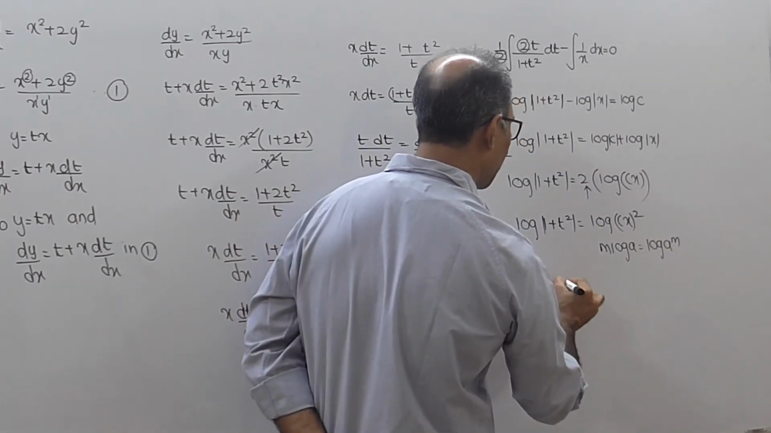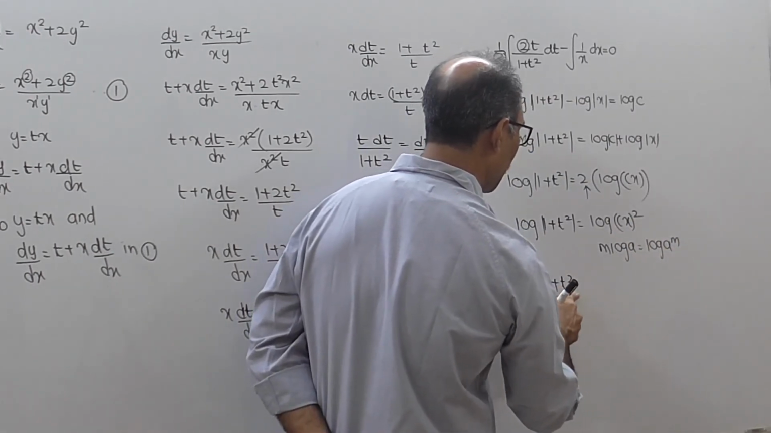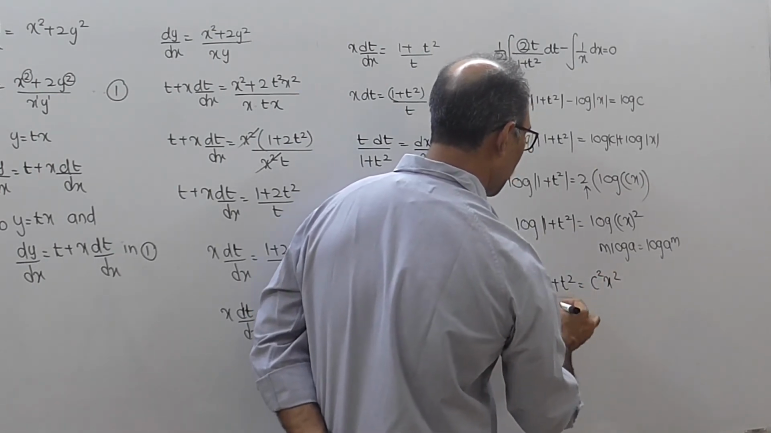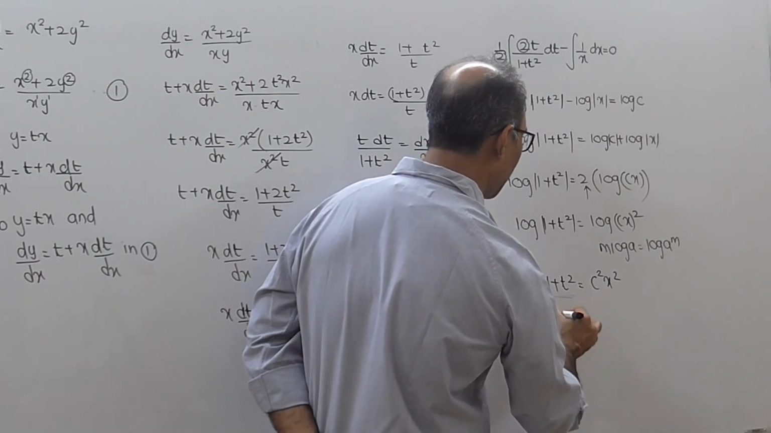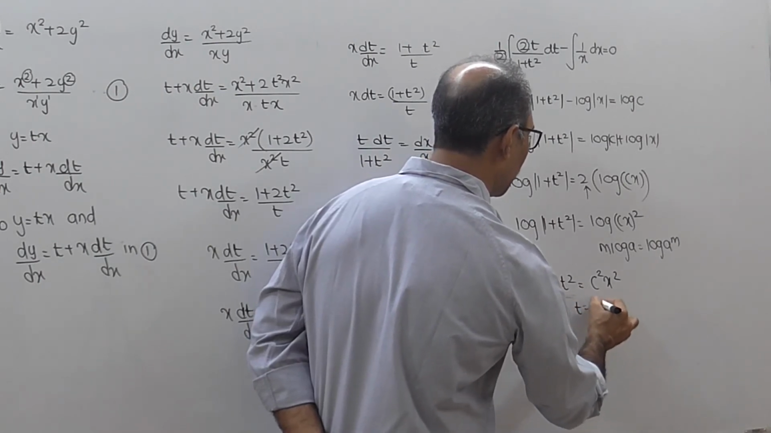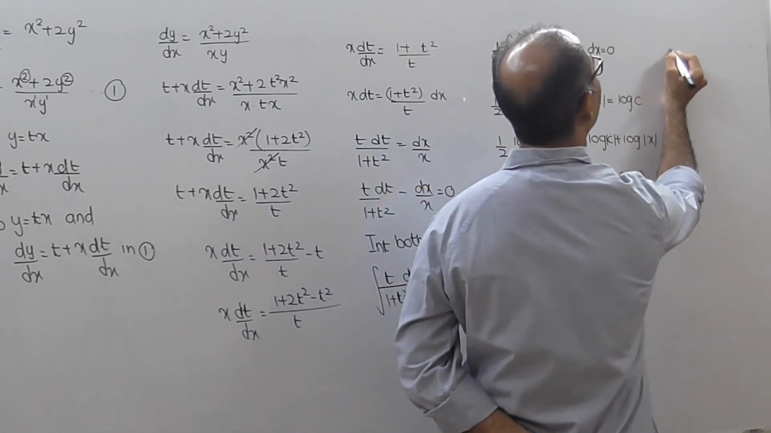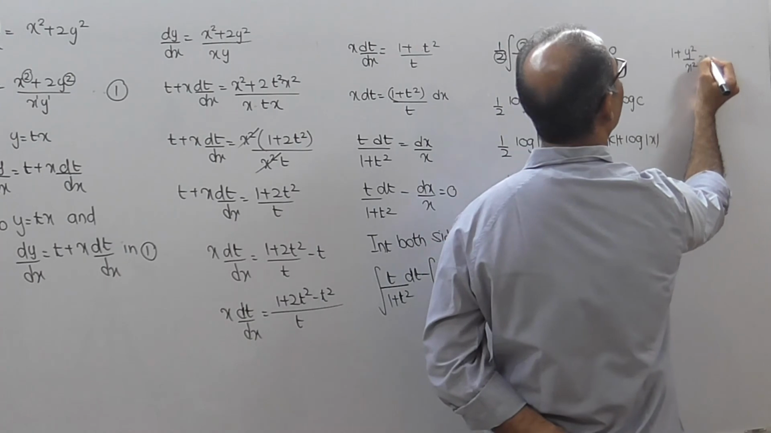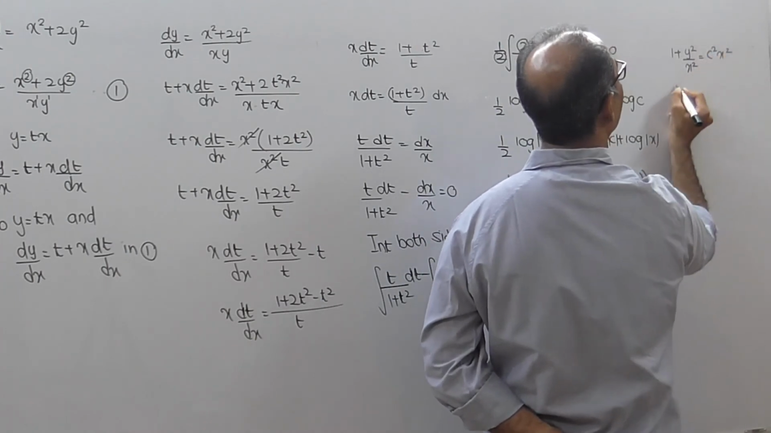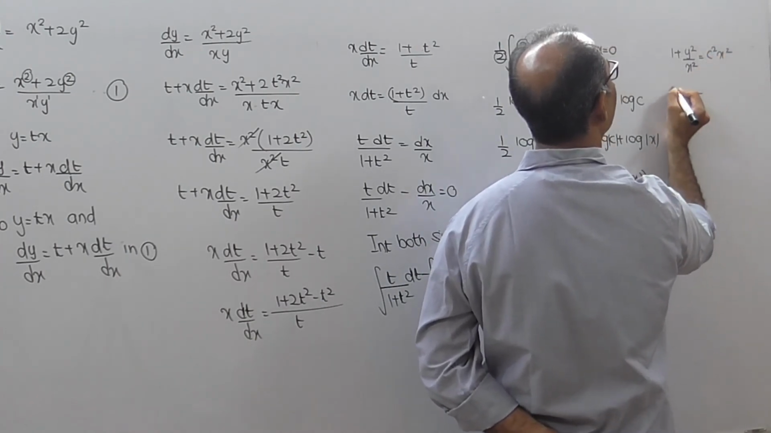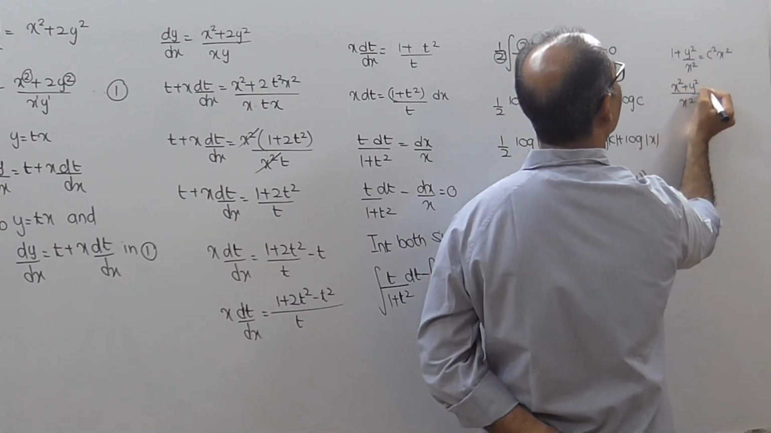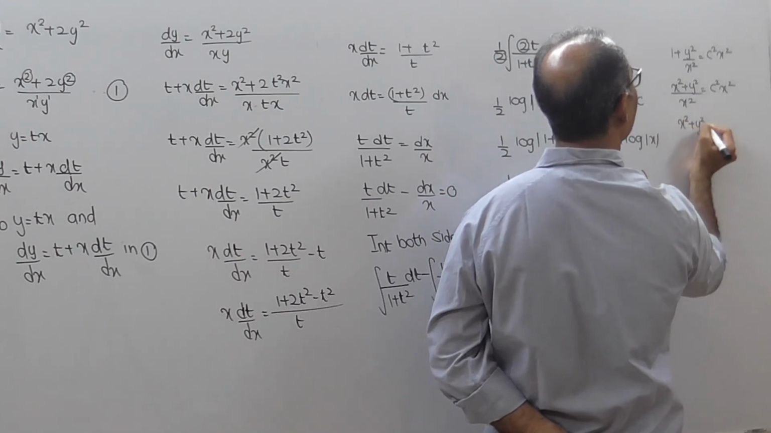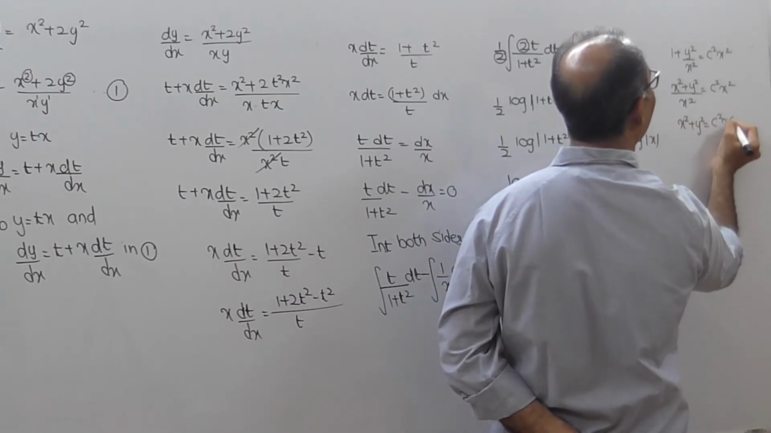Now you compare both sides, we get 1 plus t square equal to c square x square. So what we can do is substitute t equal to y upon x. So we get 1 plus y square upon x square equal to c square x square. Take LCM as x square, you get x square plus y square equal to c square x raised to 4.